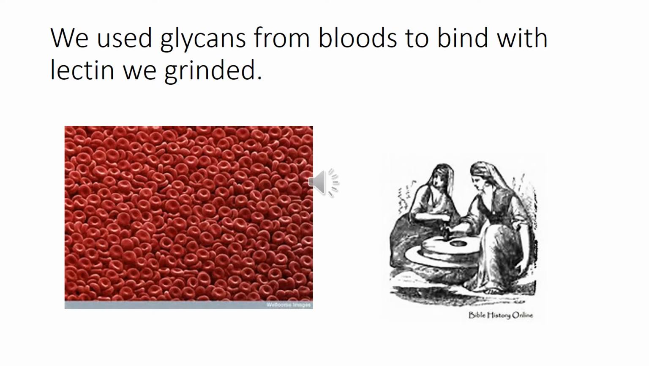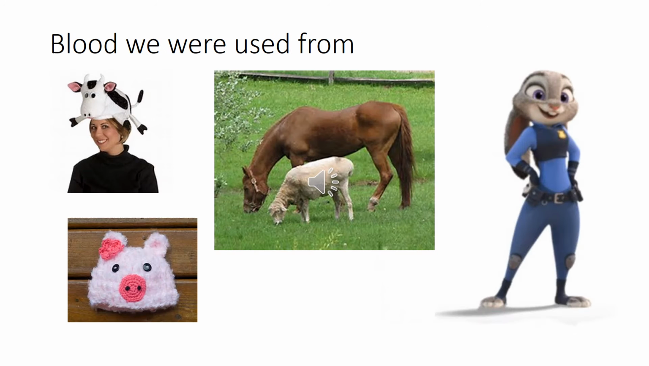We will get our glycans from blood cells from certain animals, and we had five choices. We had cow blood, pig blood, sheep, horse blood, and rabbit blood. And in my group, we were using the cow blood.